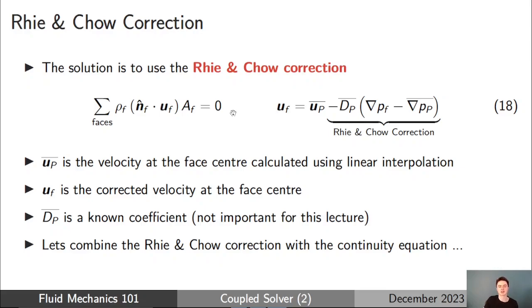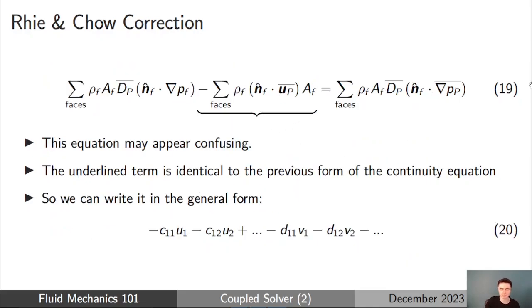So let's go ahead and do that. What's going to happen is, of course, when we put this in here, we're going to end up with three different summations. We're going to have one summation with UF replaced with U_P overbar, and I've used that overbar, or the overline, just to indicate linear interpolation. Then we're going to have another summation with d_p nabla p_f instead of UF, and another summation with d_p nabla p_P. So there are going to be three different summations here.